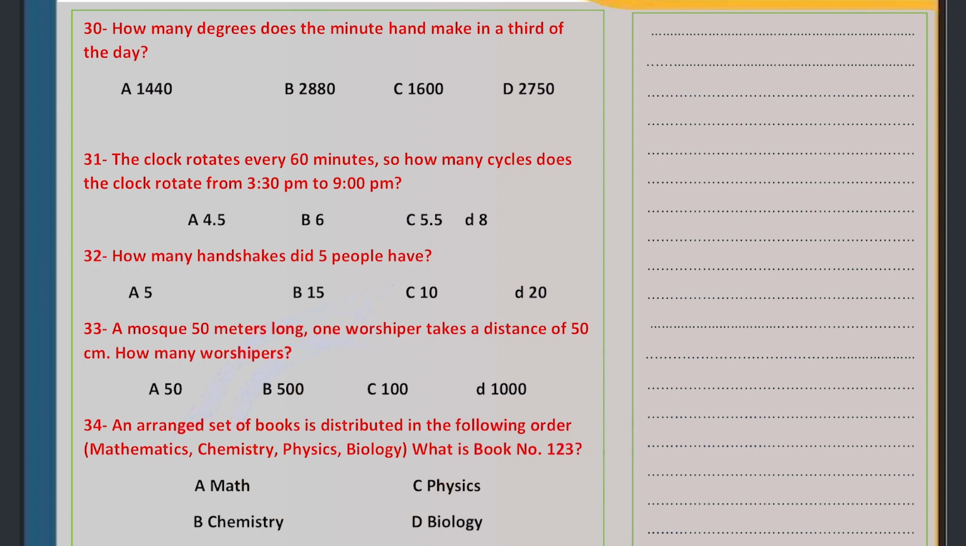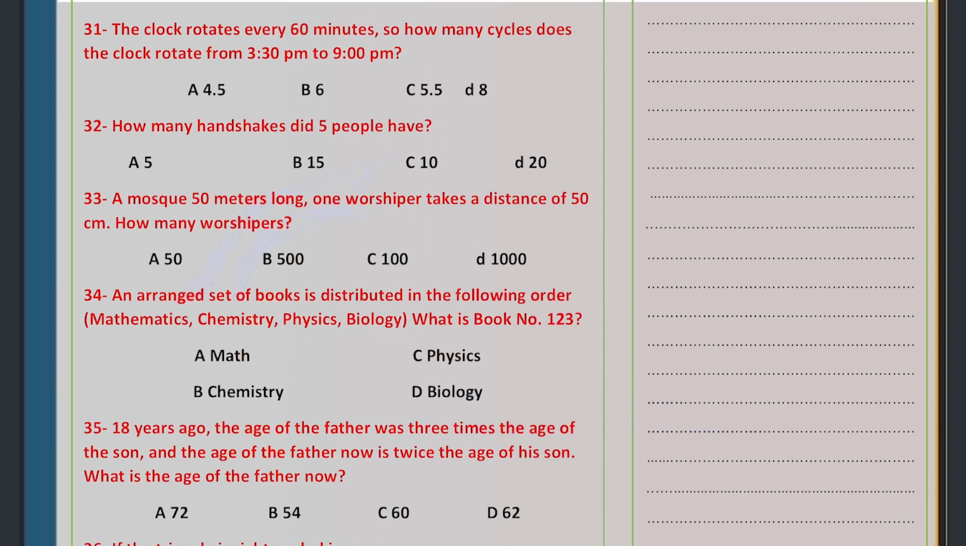Question number 33. A masjid is 50 meters long, and each person praying takes a distance of 50 centimeters. How many people can pray in the masjid? Okay. 50 meters, I will multiply by 100. It will be 5,000 because here he said centimeter and here meter. And I will divide by 50. It will be 100. 100 people can pray in this masjid.